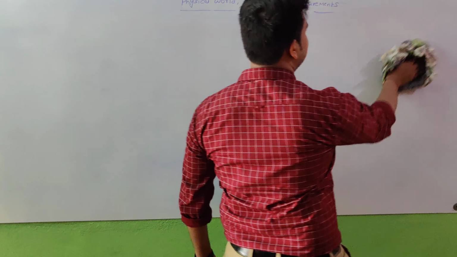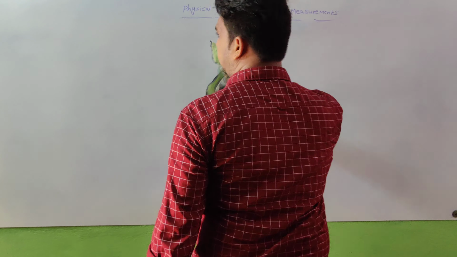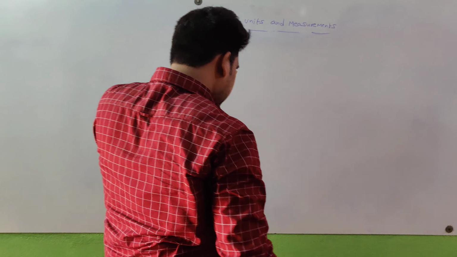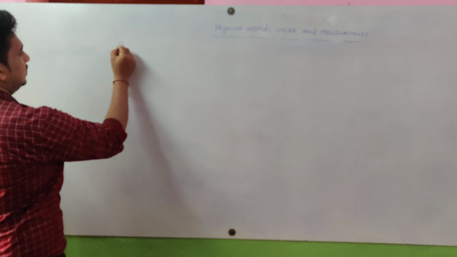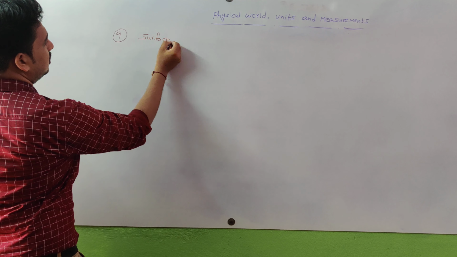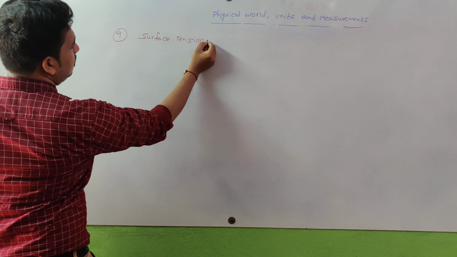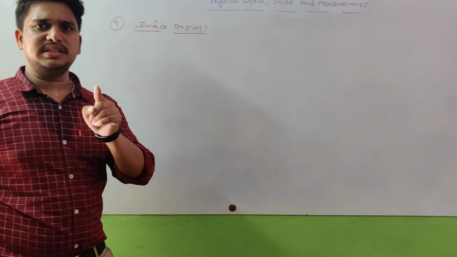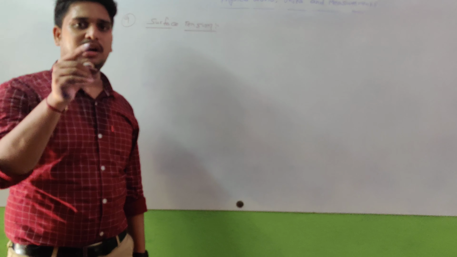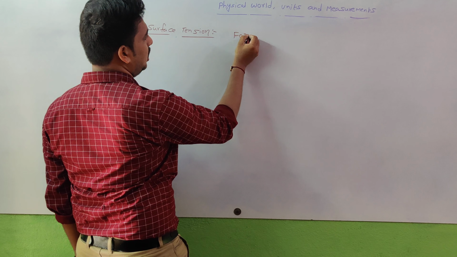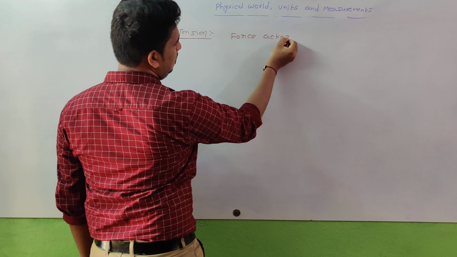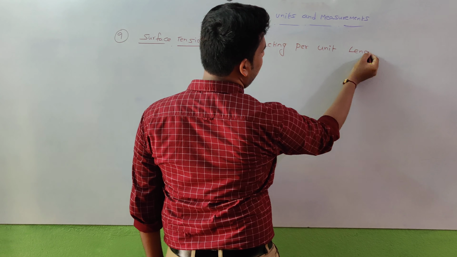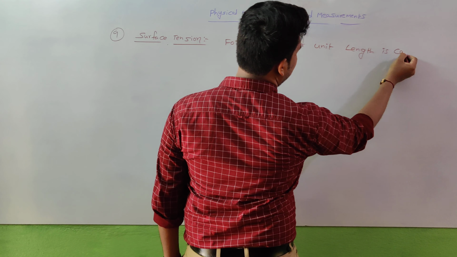Next topic is surface tension, the ninth one. What is meant by surface tension? Surface tension is defined as force acting per unit length. Force acting per unit length is called surface tension.